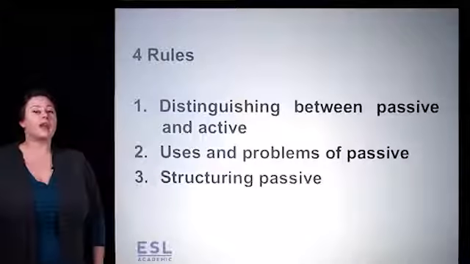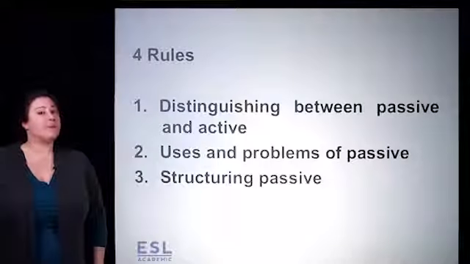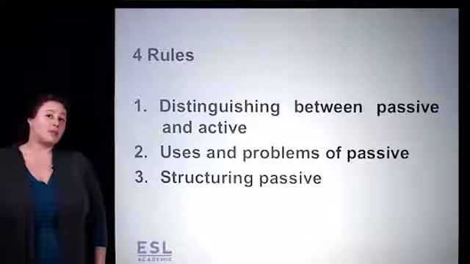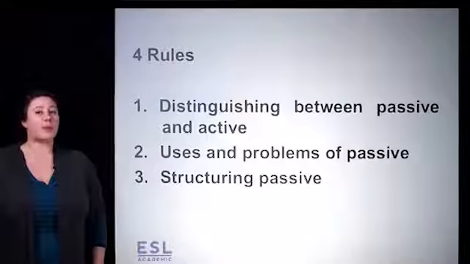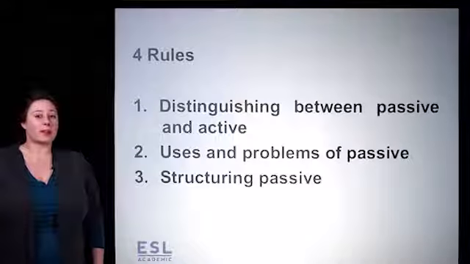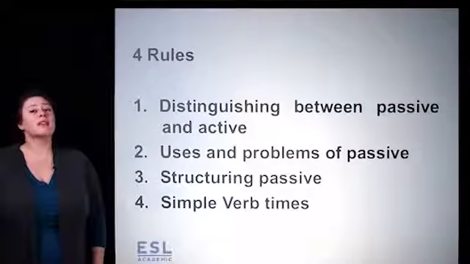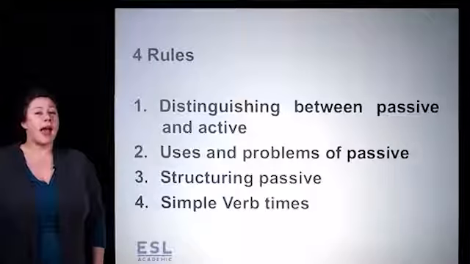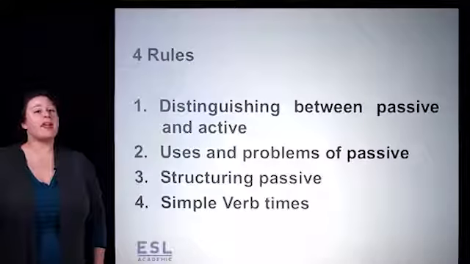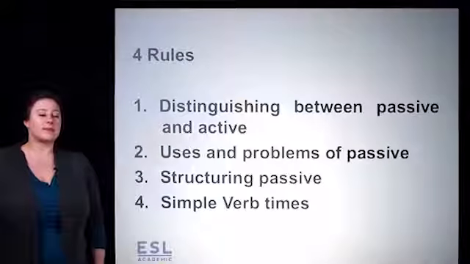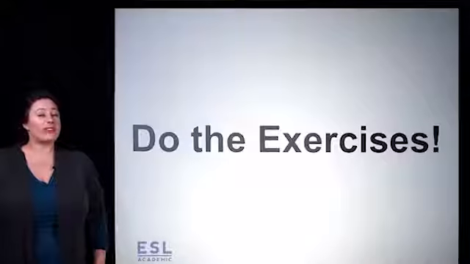Then we talked about how to structure the passive. It's basically just switching around the subject and the object and using the helper verb be with the verb. Then we talked about some simple verb times. We switch around the subject and the object, and we use the helper verb in the appropriate time, just to make our passive sentences. All right, it's your turn. Will you do the exercises?